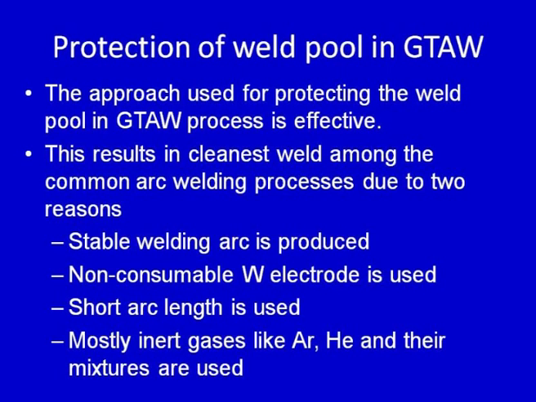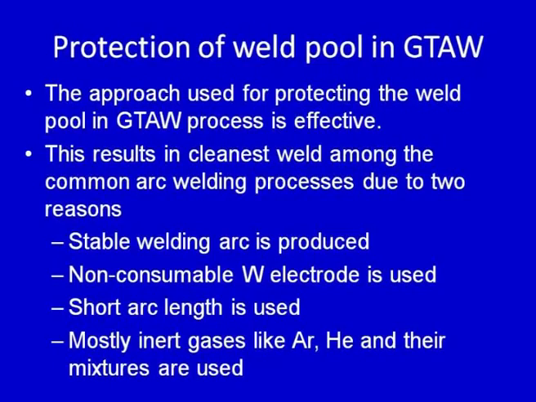In case of the gas tungsten arc welding process, the protection is found to be most effective because the oxygen and nitrogen content in the weld metal among the different arc welding processes is found minimum in the weld joints produced by the GTAW process. This effectiveness of the protection to the weld pool in this process is mainly attributed to the very small arc length, use of inert shielding gases like argon and helium, and the development of a very smooth and stable arc.